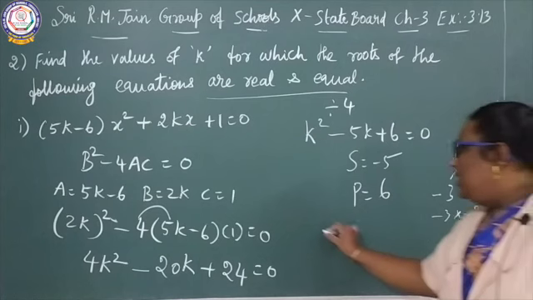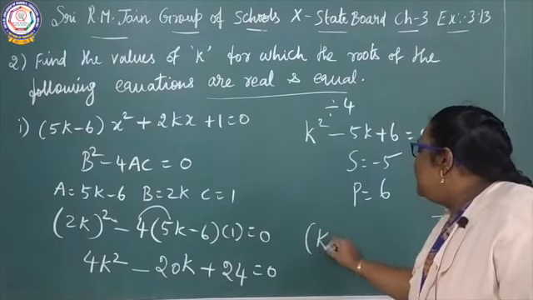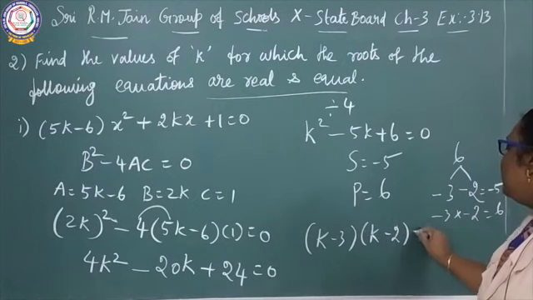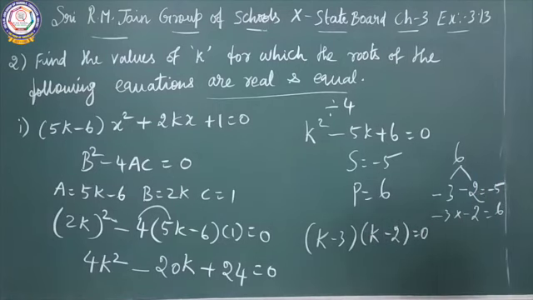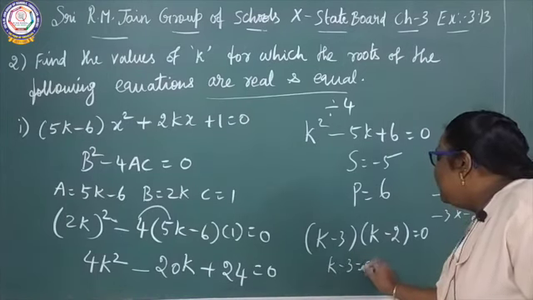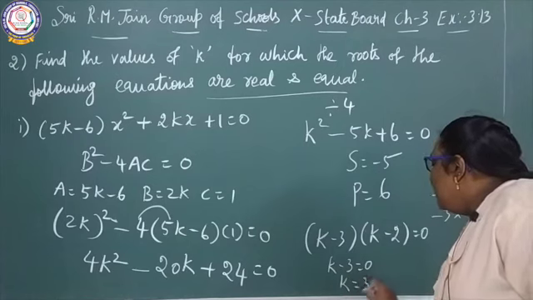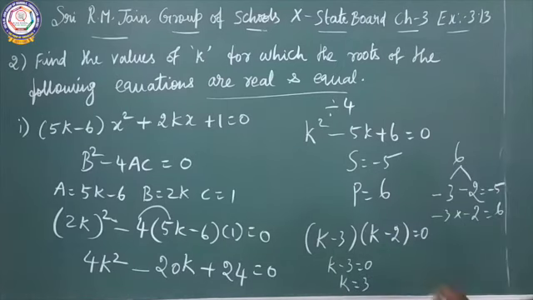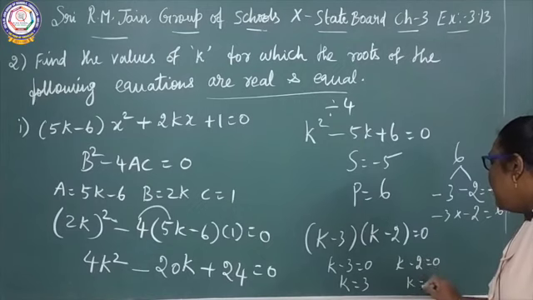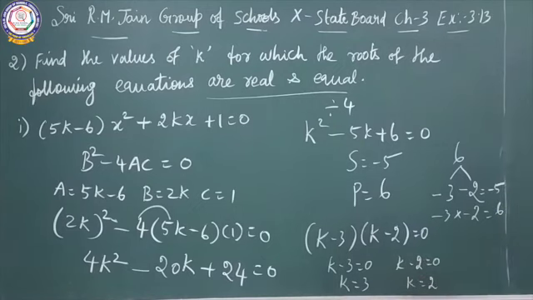So what is the value? k minus 3 into k minus 2 equal to 0. So k minus 3 equal to 0. What is the value of k? k equal to 3. k minus 2 equal to 0. What is the value of k? k equal to 2. So k can take the values 3 and 2.